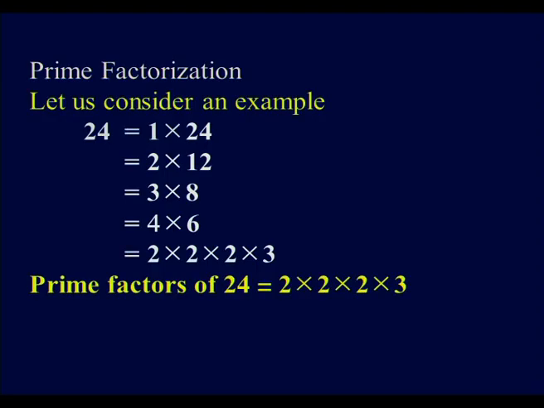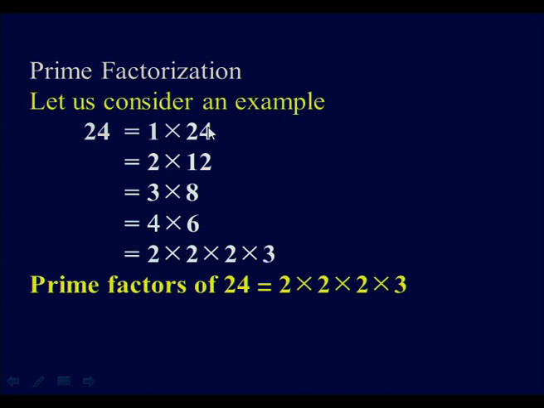Let us see the prime factorization. Let us consider an example, 24. As you can see here, 24 can be written as 1 into 24 gives us 24, 2 into 12, 3 into 8, next one 4 into 6 and the last one if you see here, 2 into 2 into 2 into 3. So, 24 can also be written in this way.